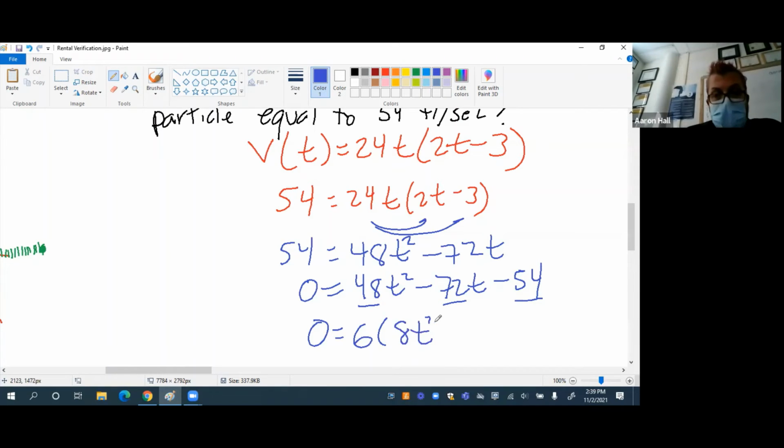6 times 4t squared minus 12t minus 9. Should we try to factor it? I don't know if it's factorable, but we can try.